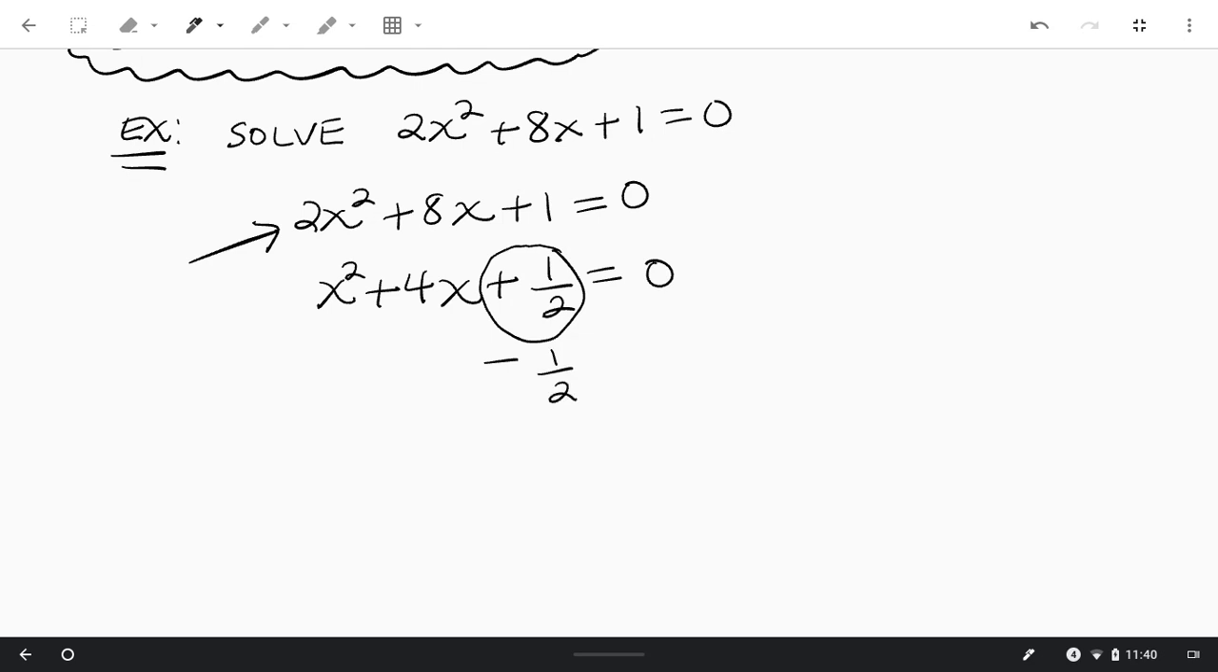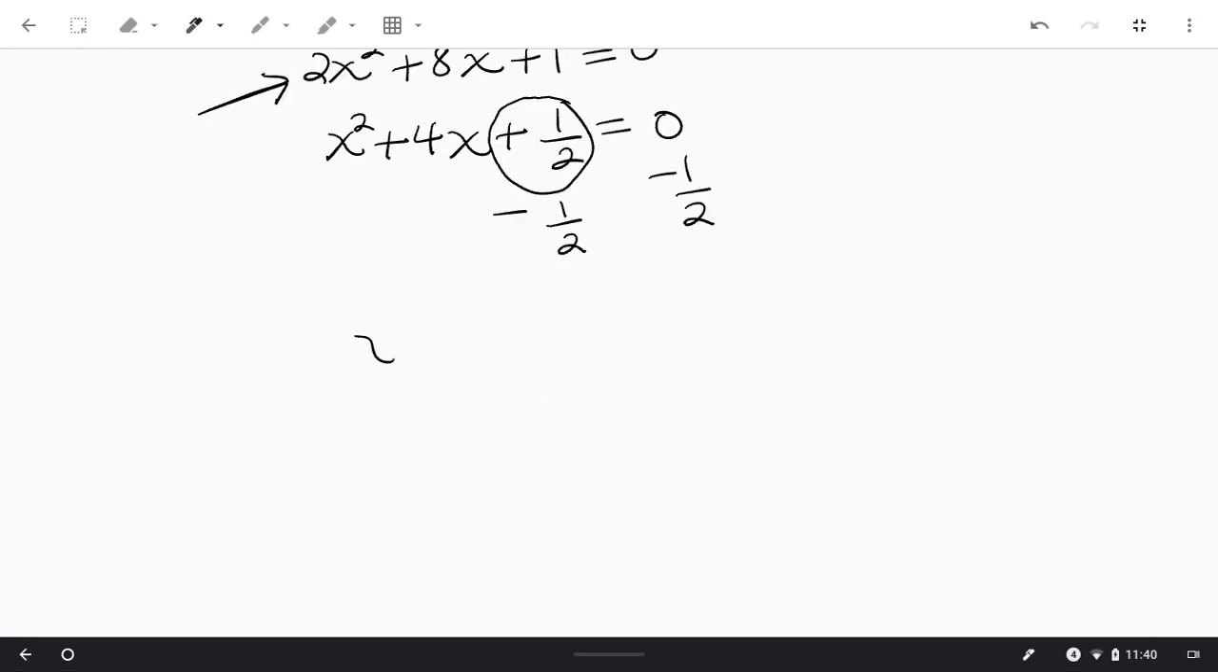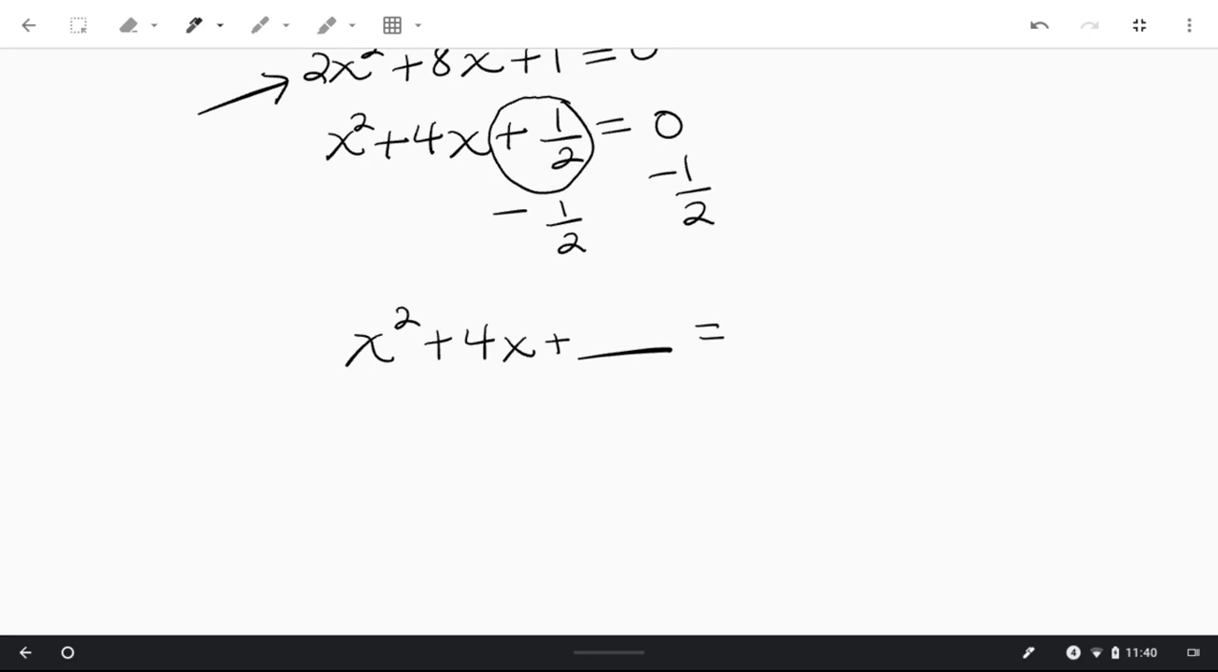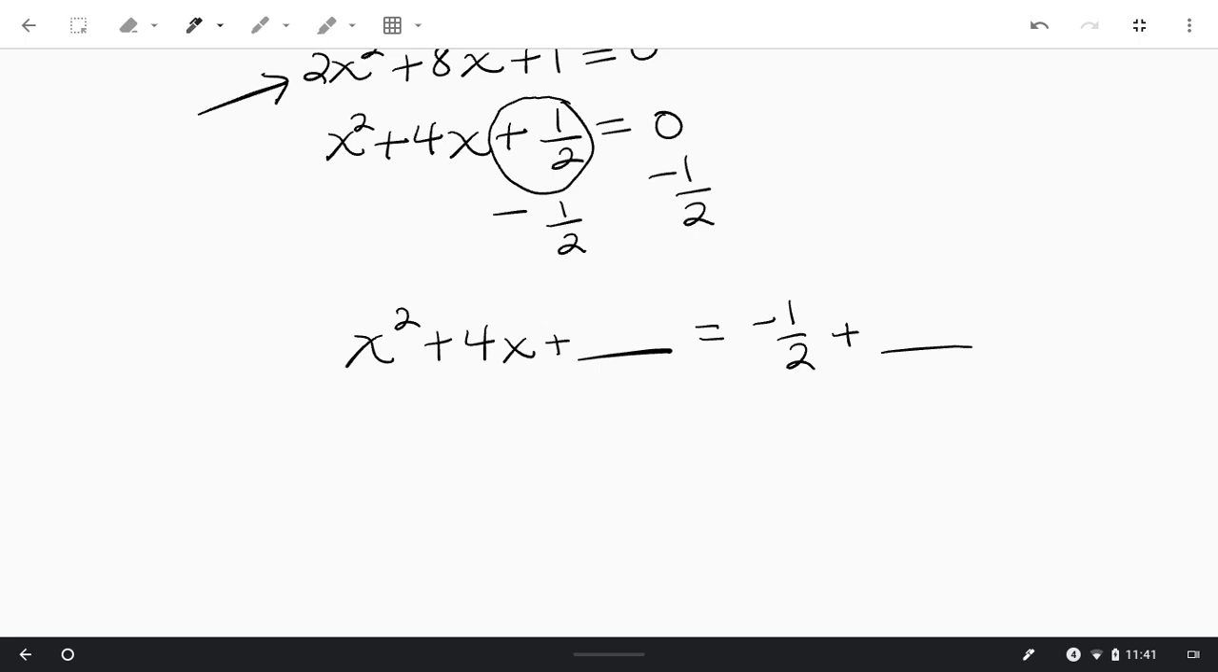So let's go ahead and subtract 1/2 on both sides. Okay, and what we're going to do is we are actually going to find a third term that works for us. Okay, so we have negative 1/2 now on the other side, and we don't have a third term on the left side, okay? So if we're going to be adding this mystery number here on the left-hand side, then we also have to add it here on the right-hand side to keep things equal. Okay, so the big question, how do we find this mystery third term?